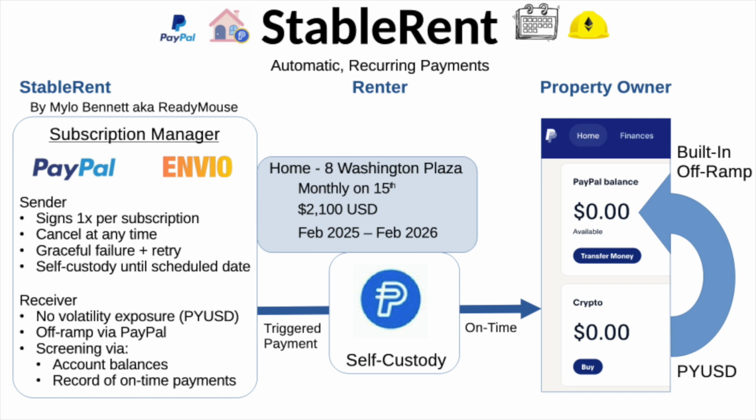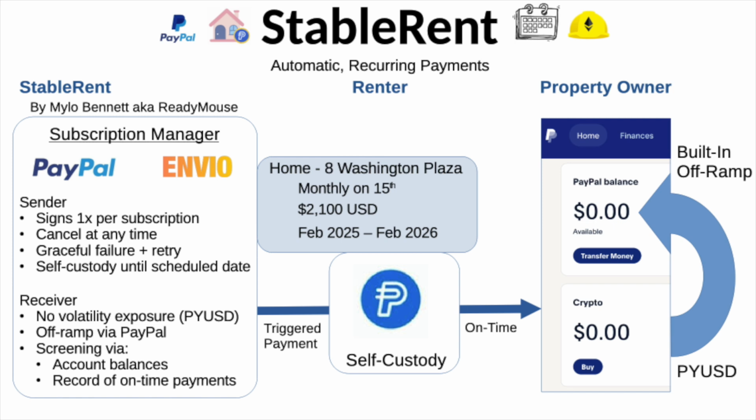So the sender can make subscriptions, cancel at any time, but they hold their funds in a self-custody wallet until the scheduled date. The receiver, in this case maybe the property owner, would have no volatility because I'm using PayPal, and they have an easy off-ramp from PayPal USD into regular USD.